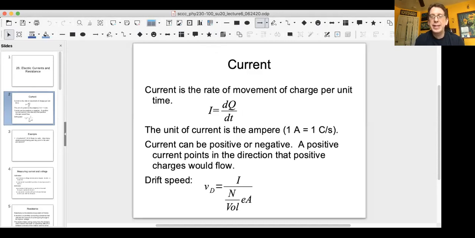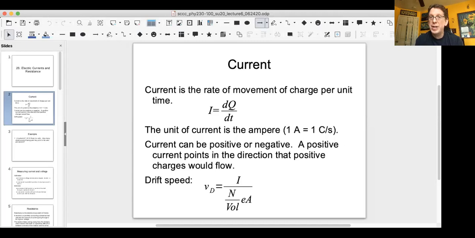The unit of current is the ampere. So 1 ampere is equal to 1 coulomb per second. Ultimately, the ampere is what gets defined first, and all the other electrical and magnetic units and constants that we discuss follow from that.